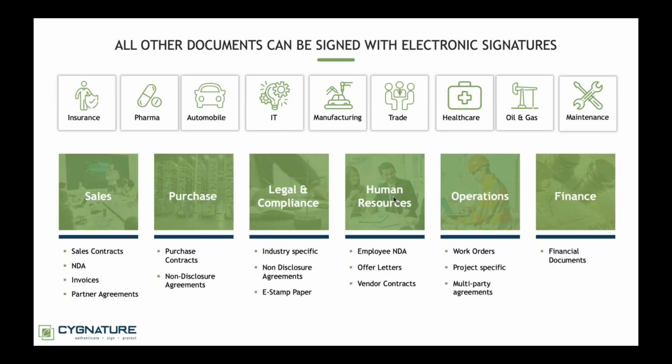As you can see, operations, work orders, multi-party agreements, finance, we have so many financial documents which need to be signed between the different departments of the company. If you see this as a big scenario, so many documents you can sign using electronic signatures, and only four documents are there which you cannot sign using electronic signatures. So isn't that very easy for us?